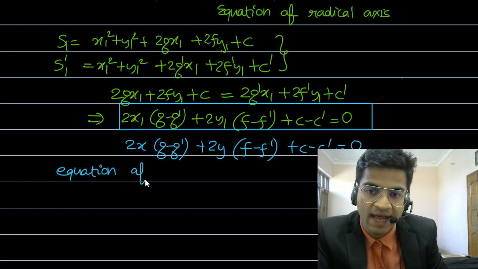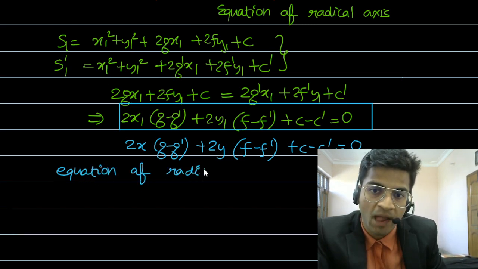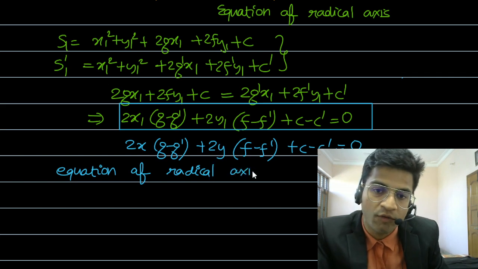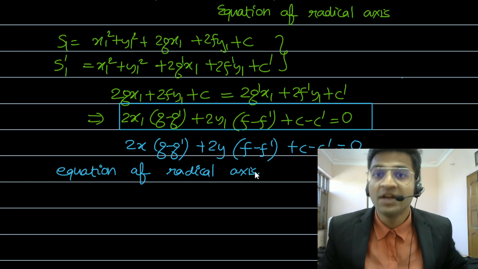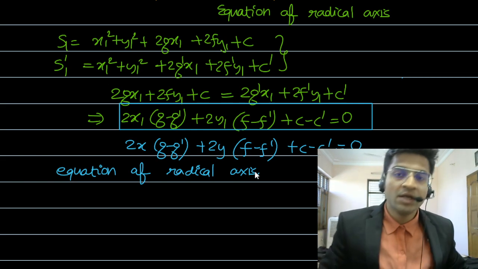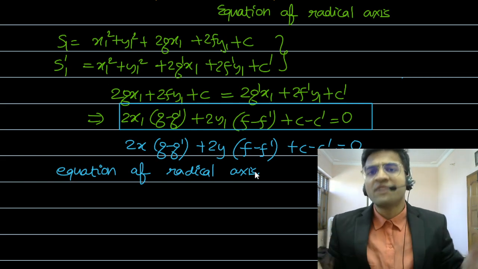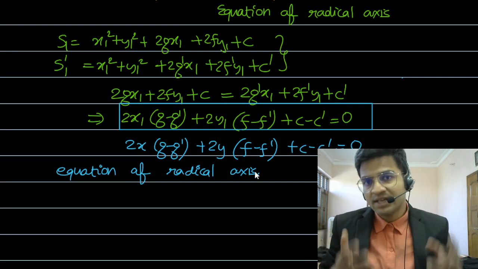But we now have to understand the significance of radical axis in different possible cases of two circles, right? So what are the different possibilities in two circles?